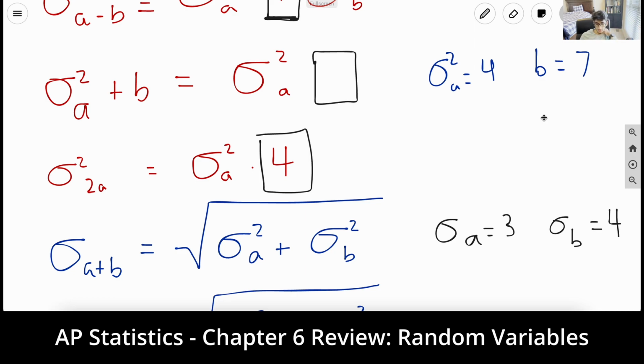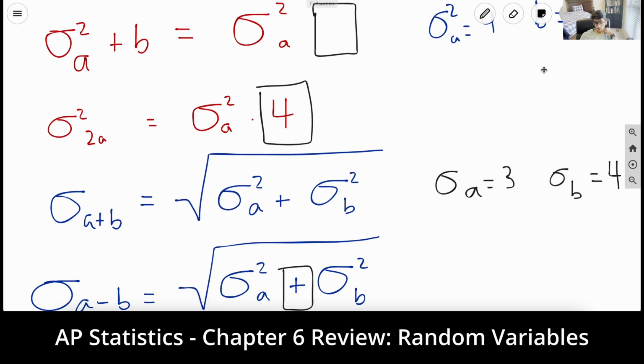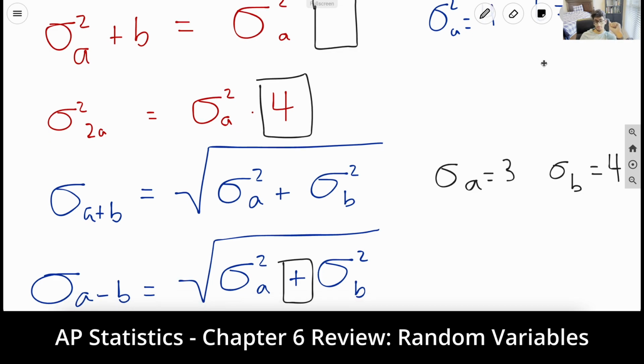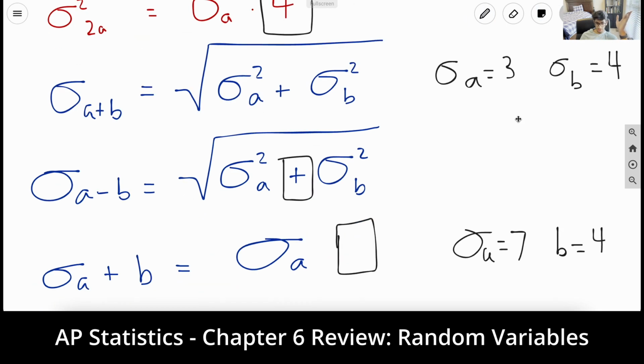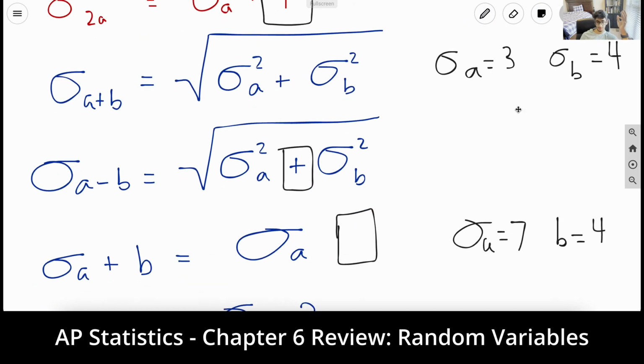When multiplying, if you have 2 times A, you have to square the constant. So it's going to be the variance of A times 4, because 2 squared is 4. Standard deviation of A plus B is equal to the square root of variance A plus variance B. So anytime you're combining discrete or continuous variables, you have to use the square root of the variances, and add them.